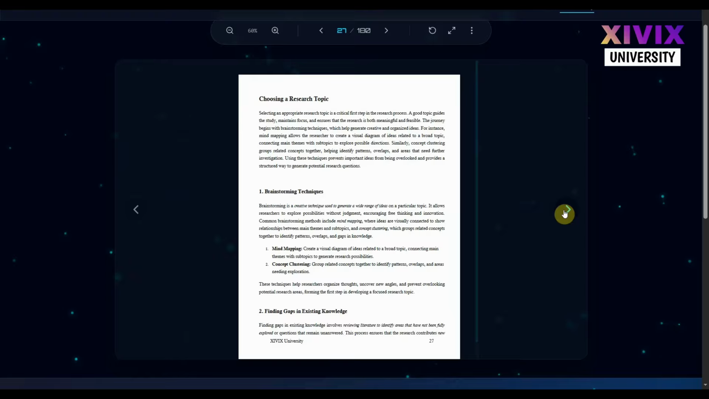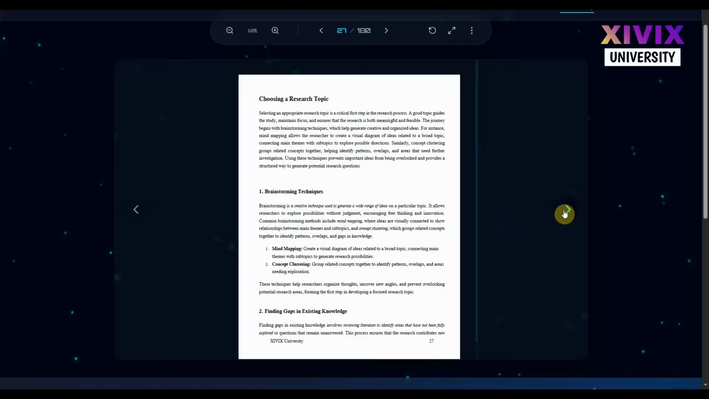When you're working on this part, then you're going to find gaps in the existing knowledge. So finding gaps is the most interesting part because it fuels your curiosity. This process involves reviewing literature to identify areas that have not been fully explored, or most probably the questions that remain unanswered. Through this iterative process, you can ask yourself what has not been studied yet and add factual insights into your research.